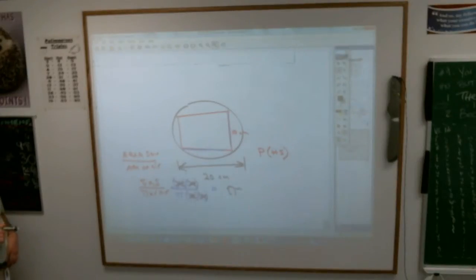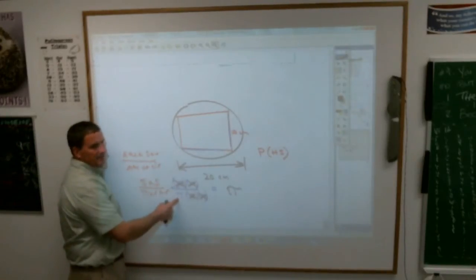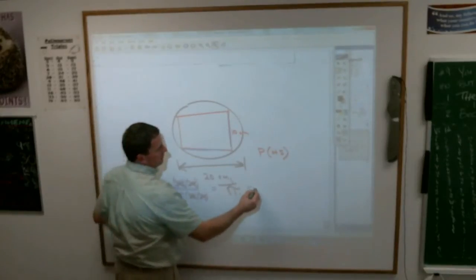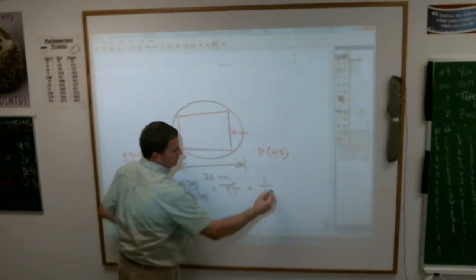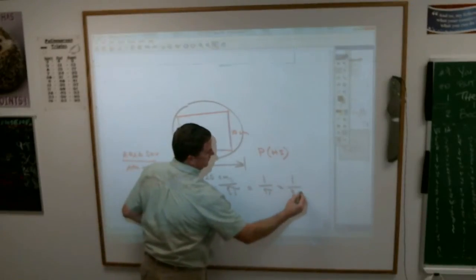Michael says, why is it not just pi? Where's pi at? It's on the bottom. Anytime it's on the bottom, you've got to have something on the top. The probability is 1 out of pi, or leaving it out would be 1 over 3.14.